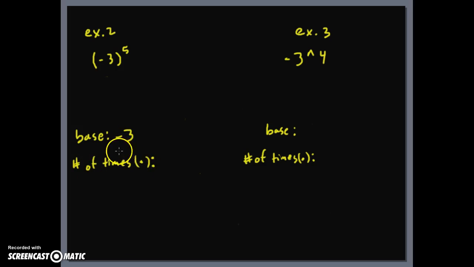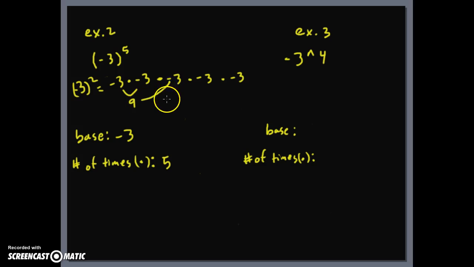And how many times are we going to multiply negative 3 by itself? We're going to multiply it 5 times. So negative 3 to the fifth equals negative 3 times negative 3 times negative 3 times negative 3 times negative 3. So we've multiplied negative 3 by itself 5 times. And if we were going to simplify this using our own shorthand, we would say negative 3 times negative 3 is positive 9. Positive 9 times a negative 3 is a negative 27.